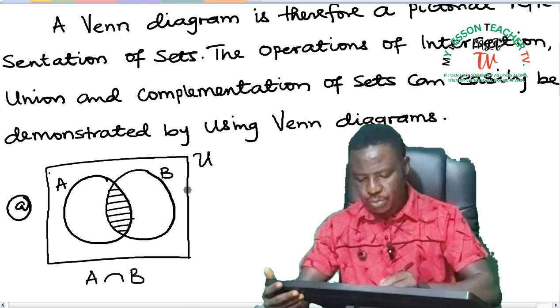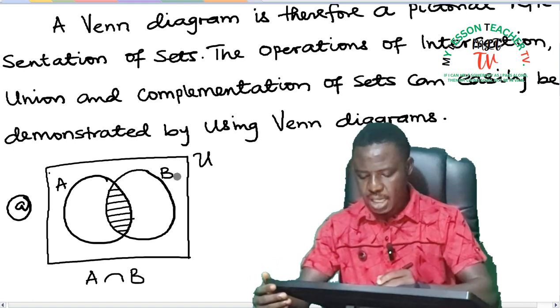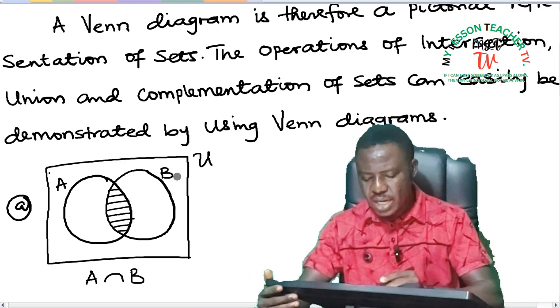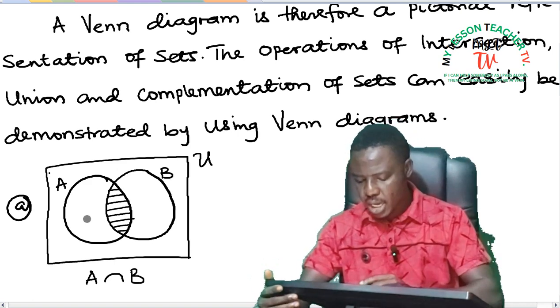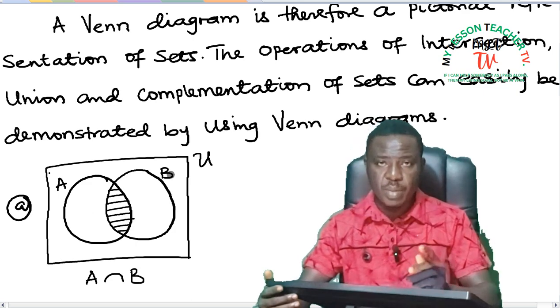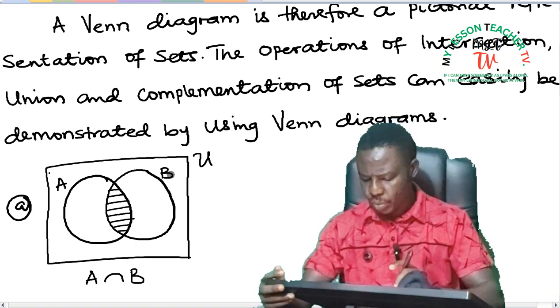This rectangular shape represents the universal set, while set A and set B are represented using the circles. Now, what that means is that set A and set B are subsets of the universal set. Remember what we said concerning subsets. Subsets are said to be part of the universal set.